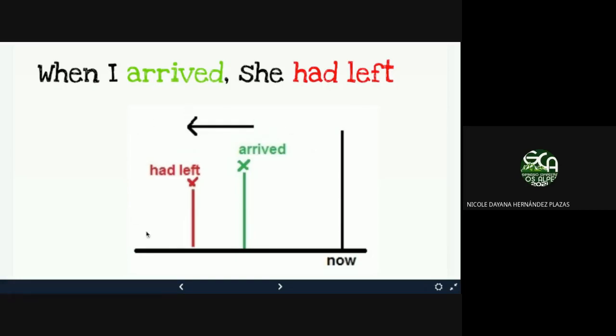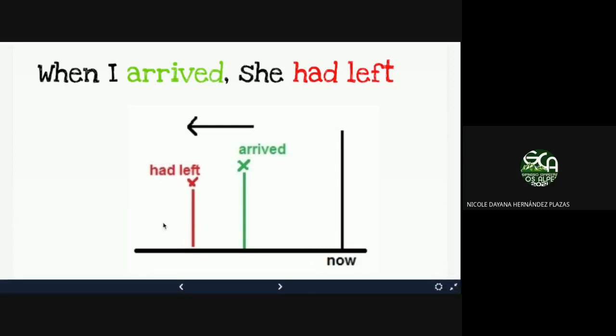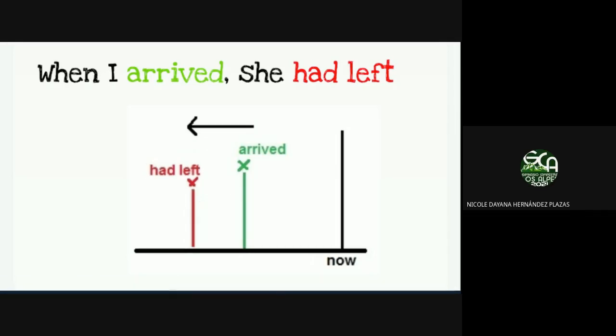So, you have two completed actions in the past, two finished actions in the past, dos acciones completadas, terminadas y acabaron, but one action is older than the other one. The older action, babies, is the one you are going to use with past perfect. La acción más viejita es la que ustedes van a usar con pasado perfecto. That's how you can identify it. Así es como lo usan, así es como lo identifican.